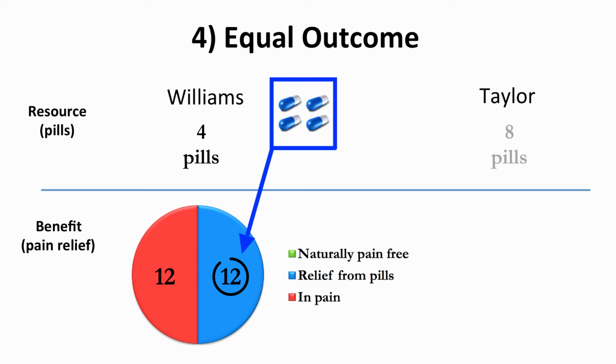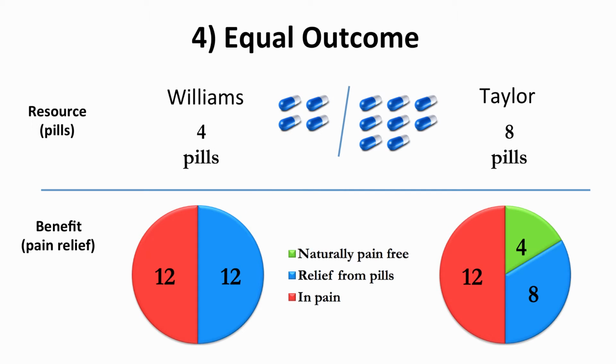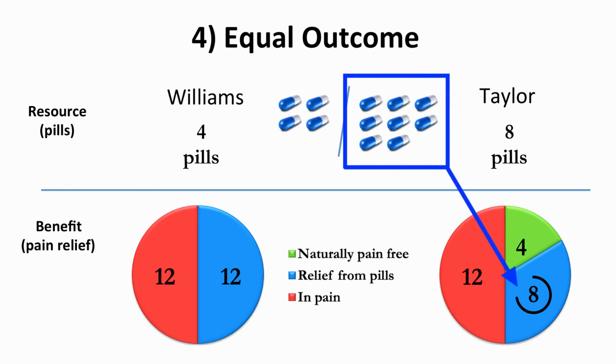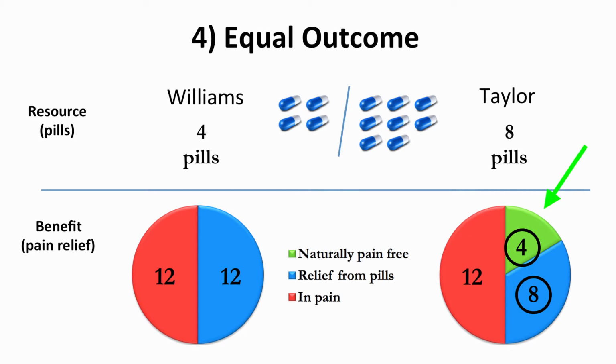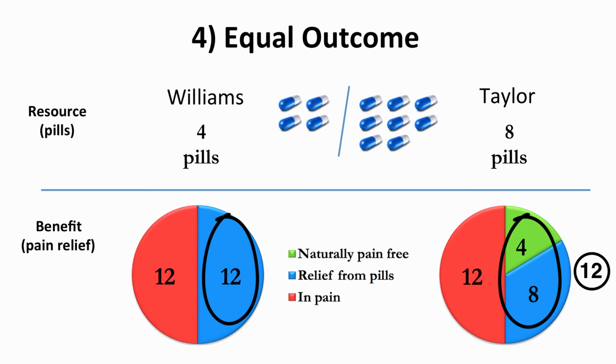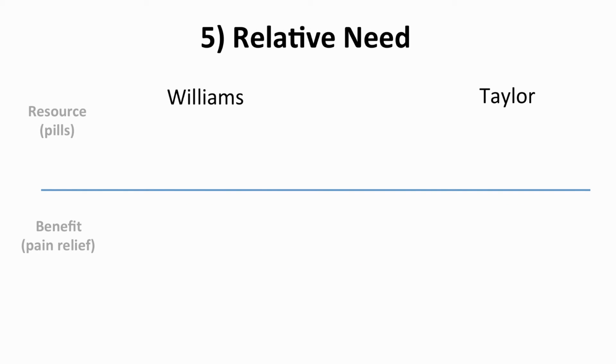Using equal outcome, Williams would get 4 pills, and at 3 hours of pain relief per pill, he would obtain 12 hours of pain relief. Taylor, on the other hand, would receive 8 pills, which would provide him with 8 hours of pain relief. Add that to the 4 hours he is naturally pain-free, and his total number of pain-free hours is 12. In this case, both Taylor and Williams would be pain-free for 12 hours each day. This is equal outcome.